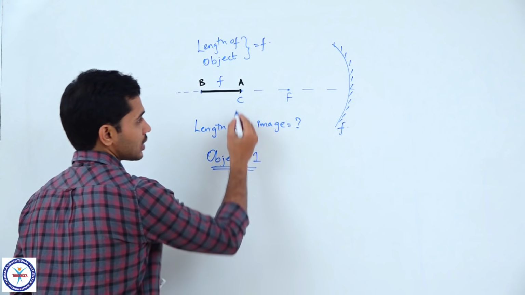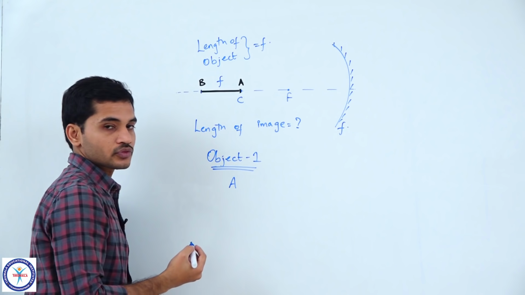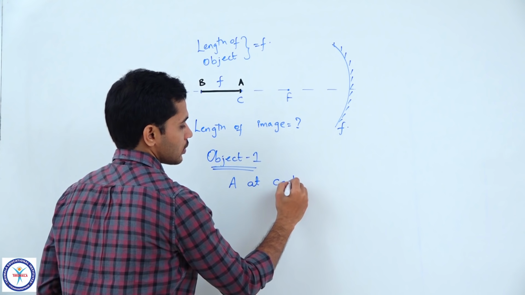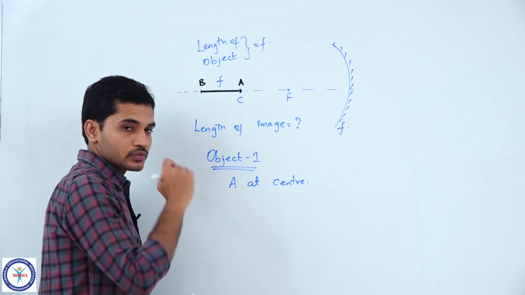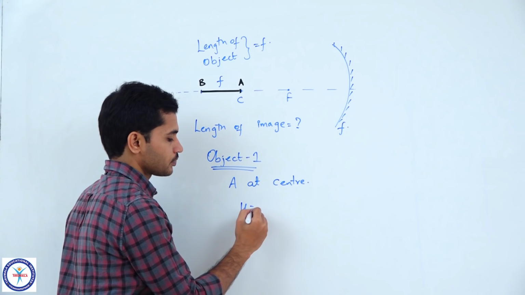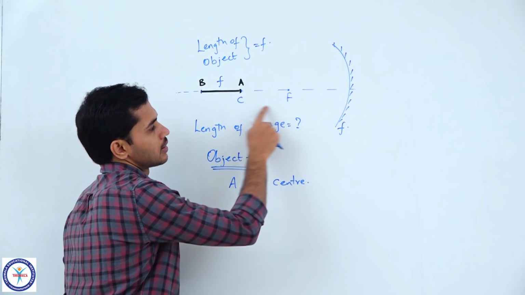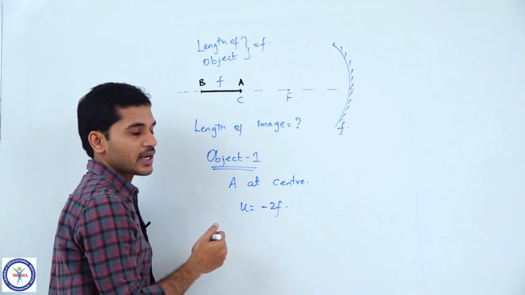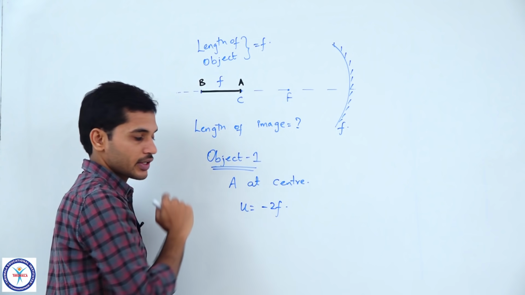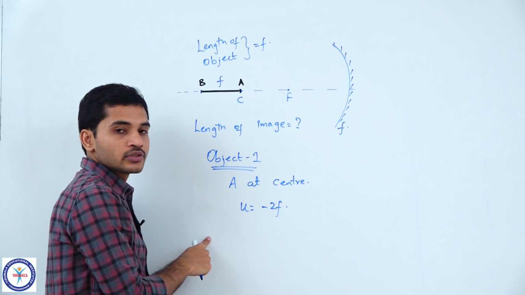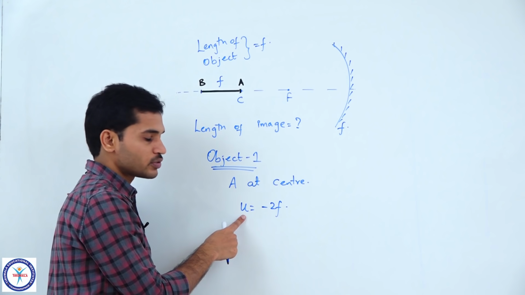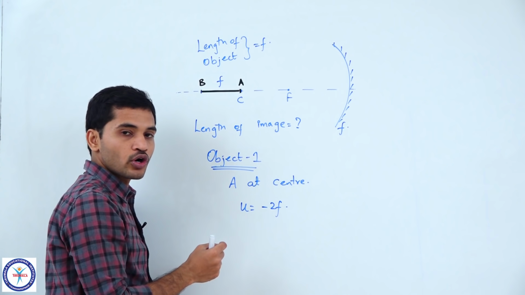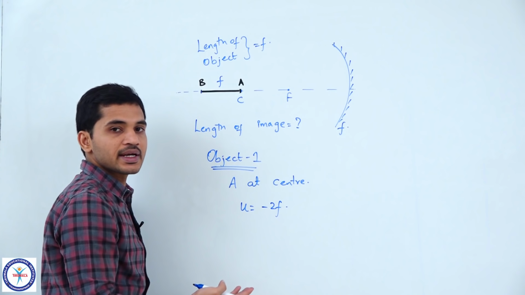So, object 1 is at A, which is at the center. When it is at the center, we know that the object distance is minus 2f, and you know why it is minus, because it is in front of the mirror. So, minus 2f. We have discussed this already. When the object is placed at the center of curvature, the image formed will also be at the center of curvature.